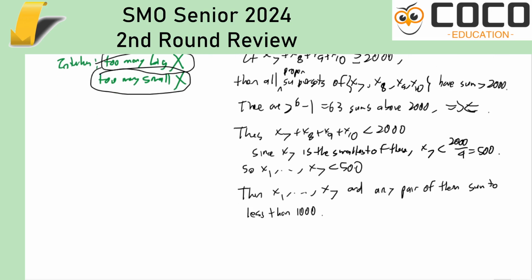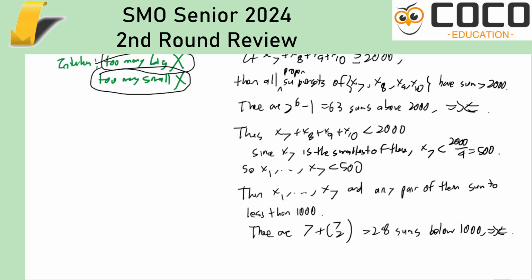So any pair of them, yeah, so there are at least 7 plus 7 choose 2, which is 28 sums above 2000, which, sorry, not above 2000, that was just now was above 2000, now it's below 1000. Also it fails.